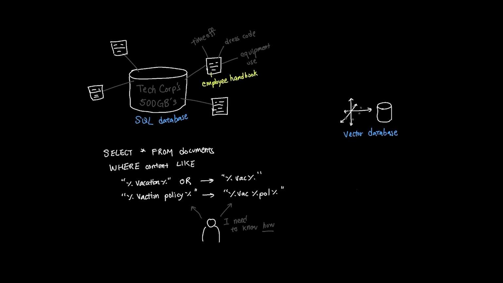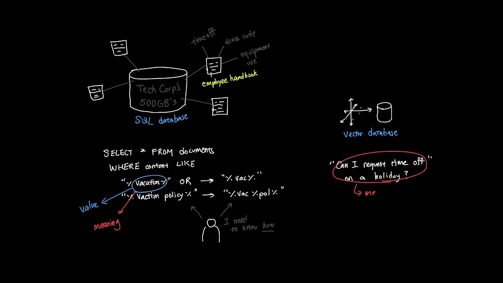But what if there was a different way to store the data? What if instead of storing them by the value, we store the meaning of those words? This way, when you search the database by sending the question itself of, can I request time off on a holiday, based on the meaning of those words contained in the question, the database returns only relevant data back. This is the spirit of what vector databases try to address, storing data by the embedding. So essentially, instead of searching by value, we can now search by meaning.